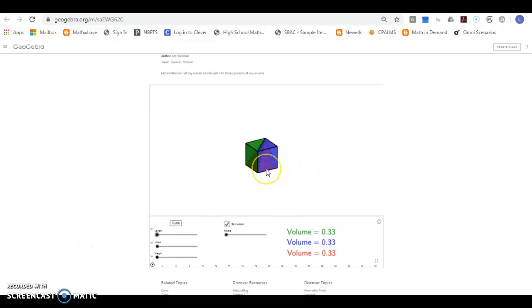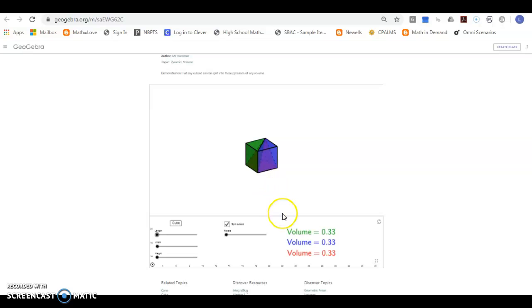You are currently looking at a cube, and you may be wondering why it's showing multiple colors. So this cube is actually split into 3 pyramids.